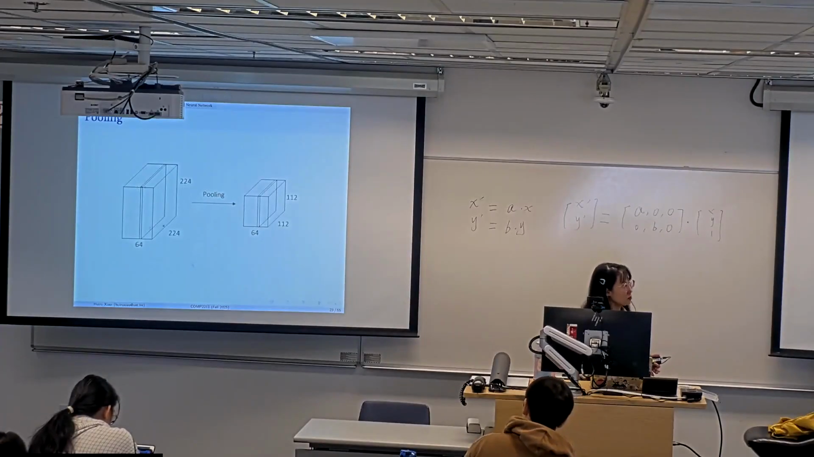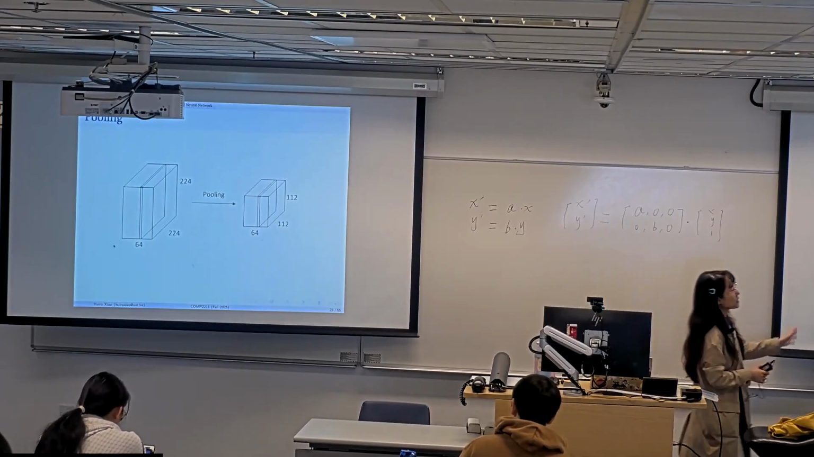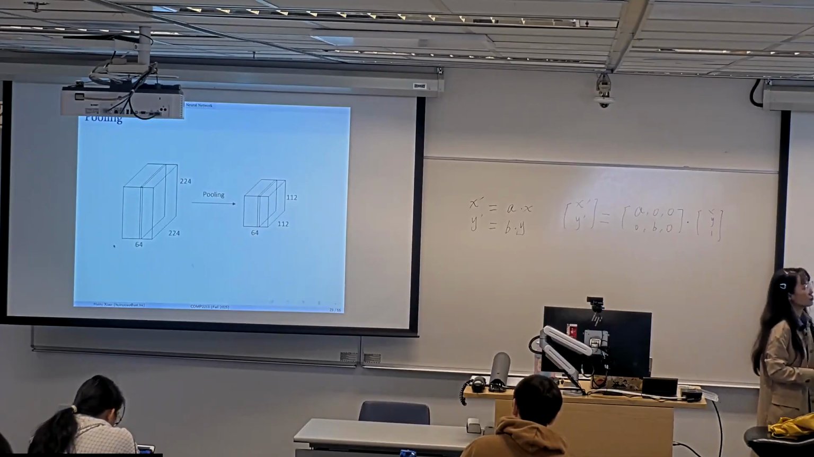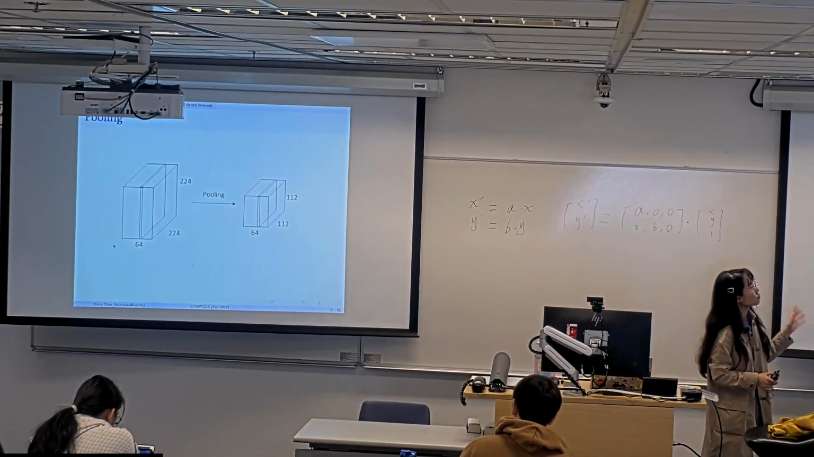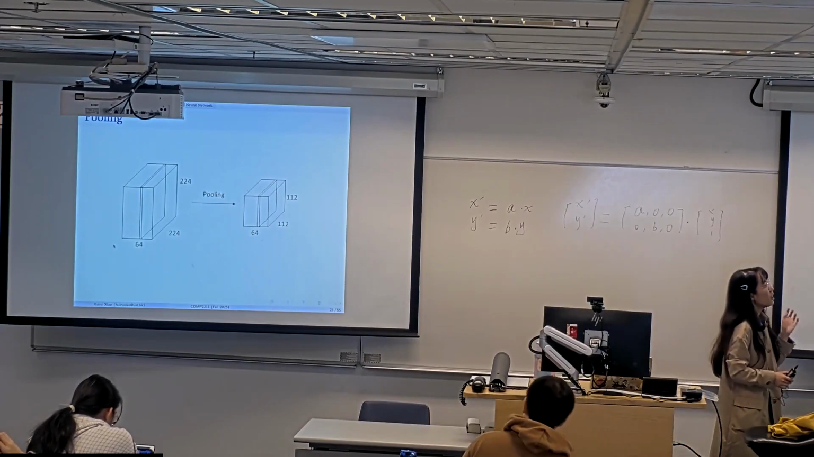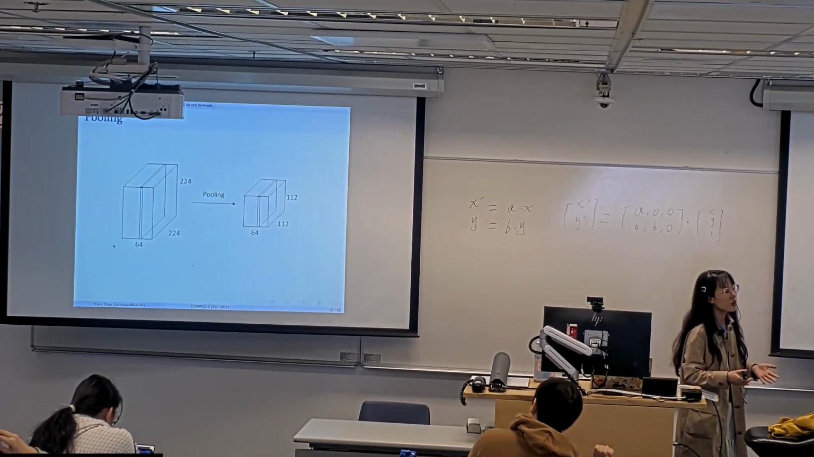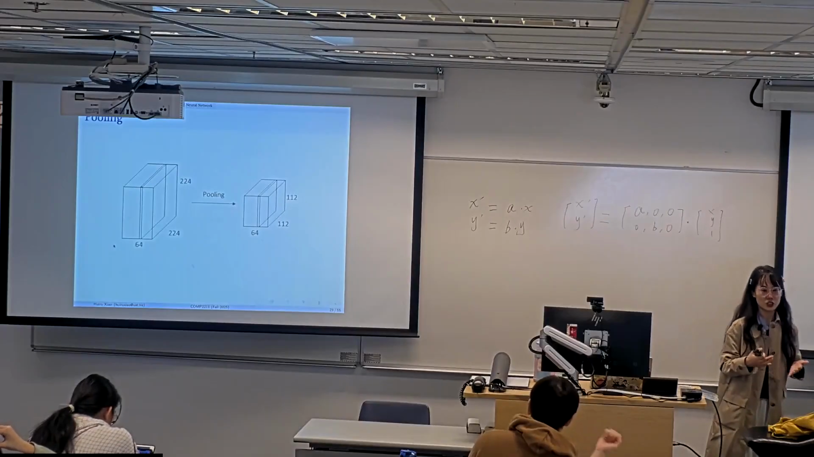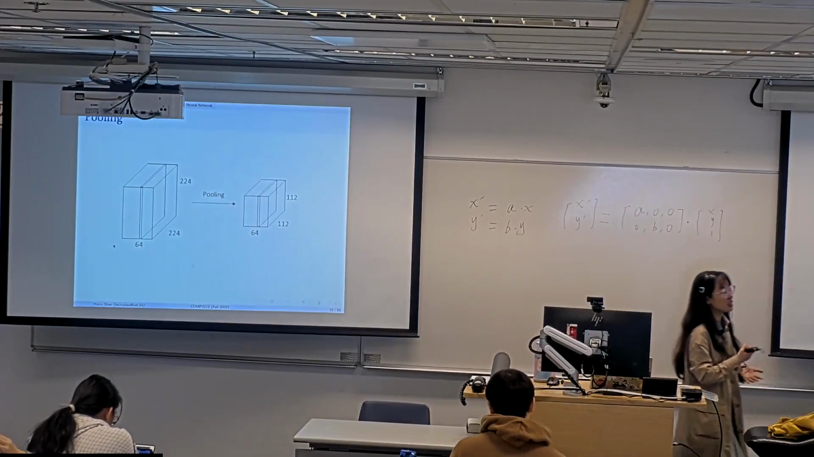This is a pooling layer. If we have a 224 by 224 input image for this pooling layer, and the depth is 64, then if we apply a 2x2 pooling size, the output image should have the size 112 by 112. The depth won't change. The depth still stays at 64.